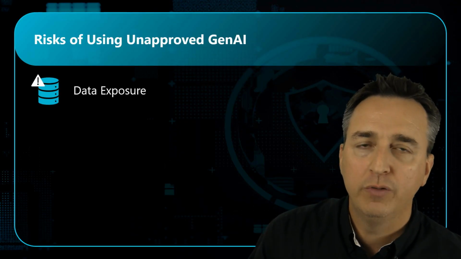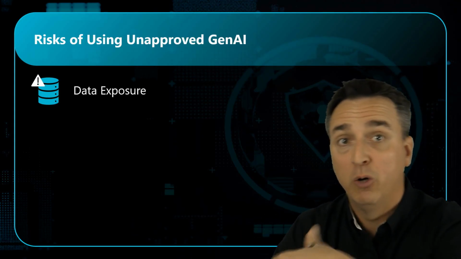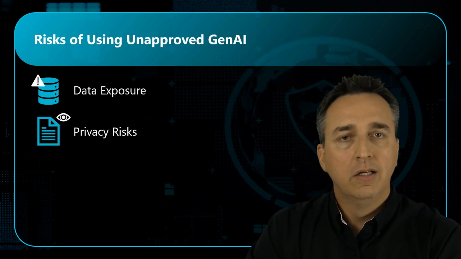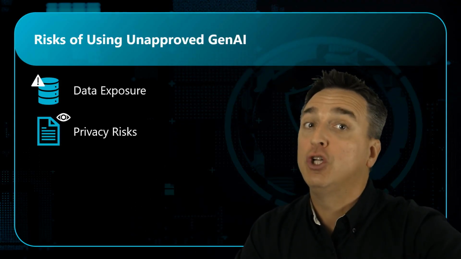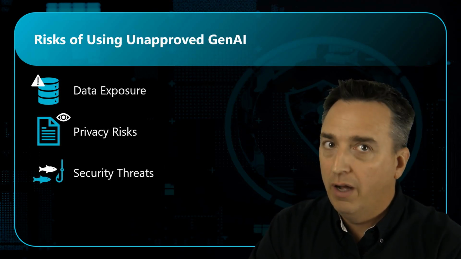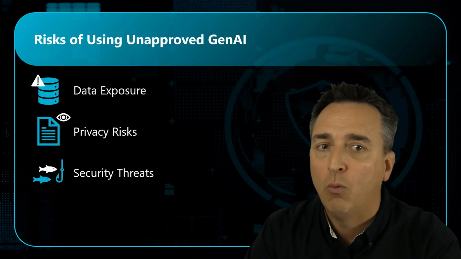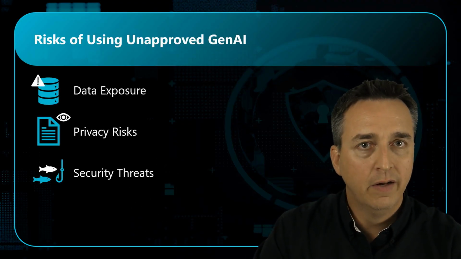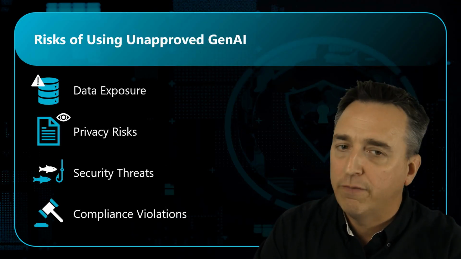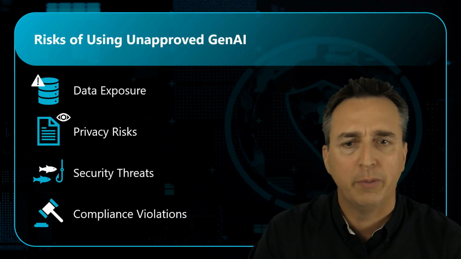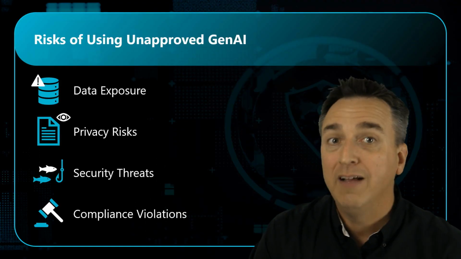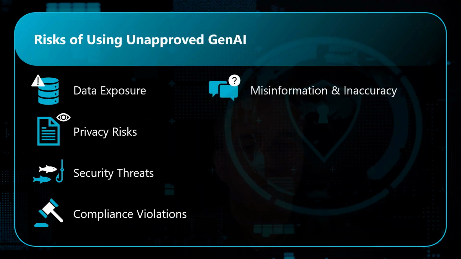You see, when it's unapproved, it hasn't been vetted properly, which means you could expose data to those that shouldn't have access to it. You risk giving away information that shouldn't be given away, and therefore that could be a privacy violation. Some of these Gen AI tools out there might actually hide malware or phishing links or unsafe plugins. Therefore, it's a security threat now to your organization. Certain industries like finance, healthcare, and government have very strict rules about how data is handled. And if you are using a Gen AI tool that's not approved, then you could be violating compliance requirements.